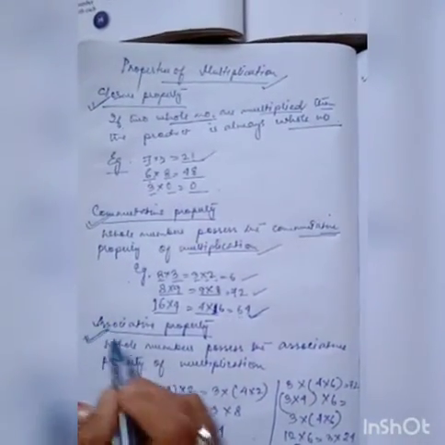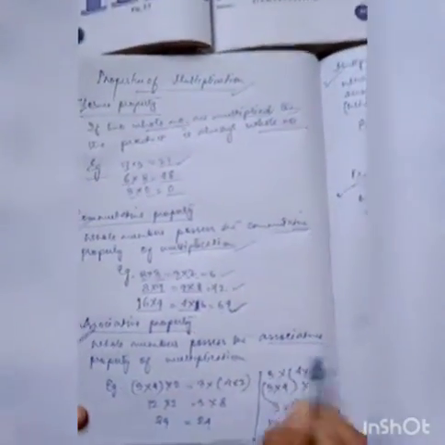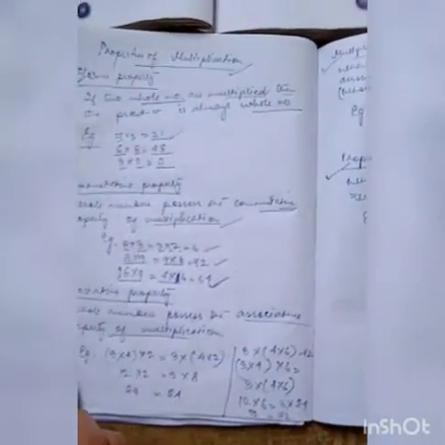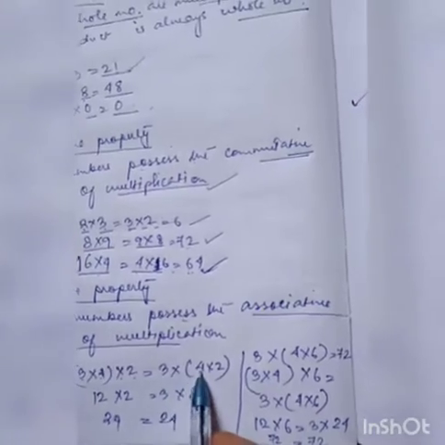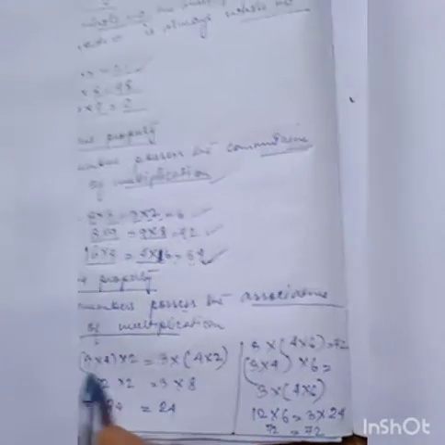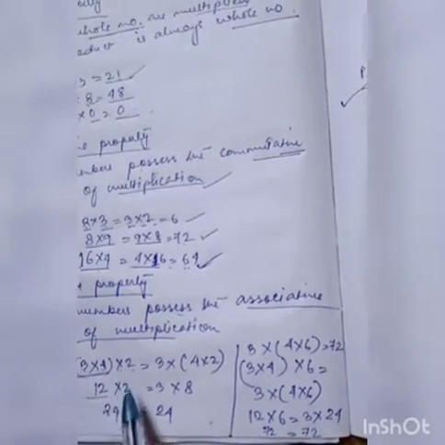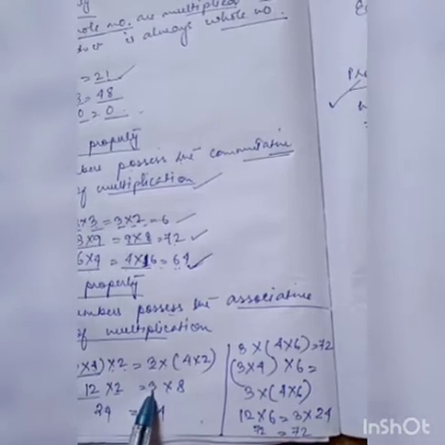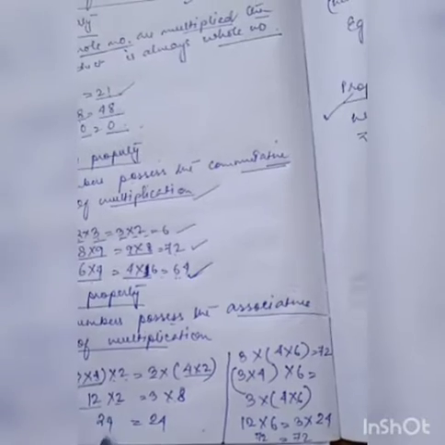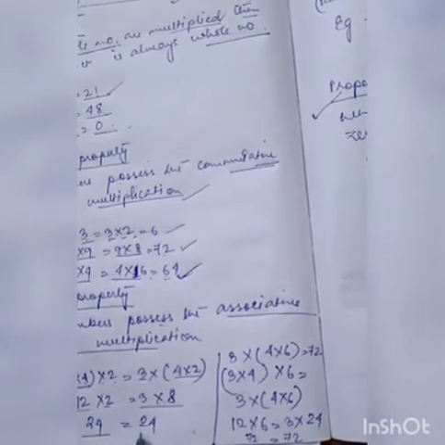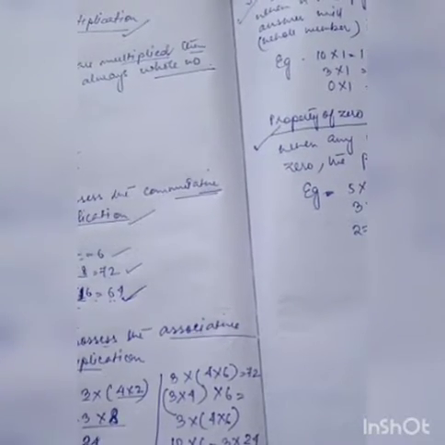So next comes the associative property. In associative property, the whole numbers possess the associative property of multiplication. For example, you can see here (3 into 4) into 2. Here 3 into 4 is under the bracket, so we will multiply this first. 3 fours are 12, into 2. And here it equals 3 into (4 into 2), 4 twos are 8. So 12 into 2 is 24, 3 into 8 is 24.